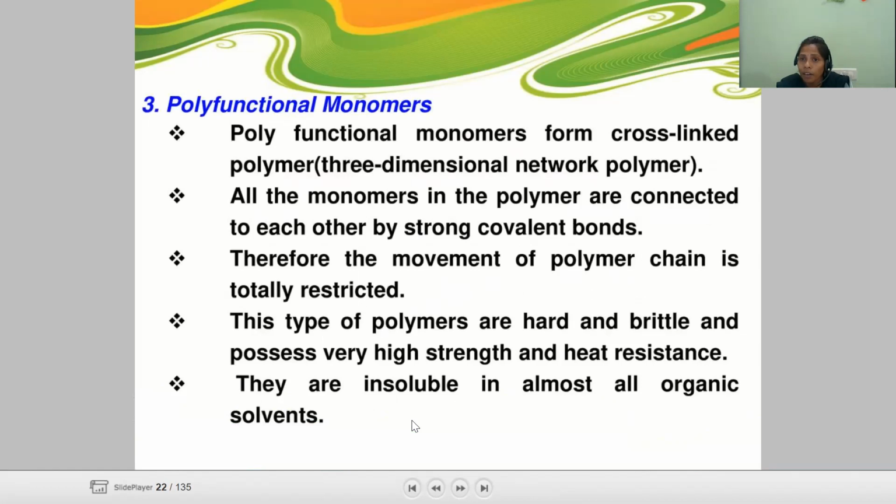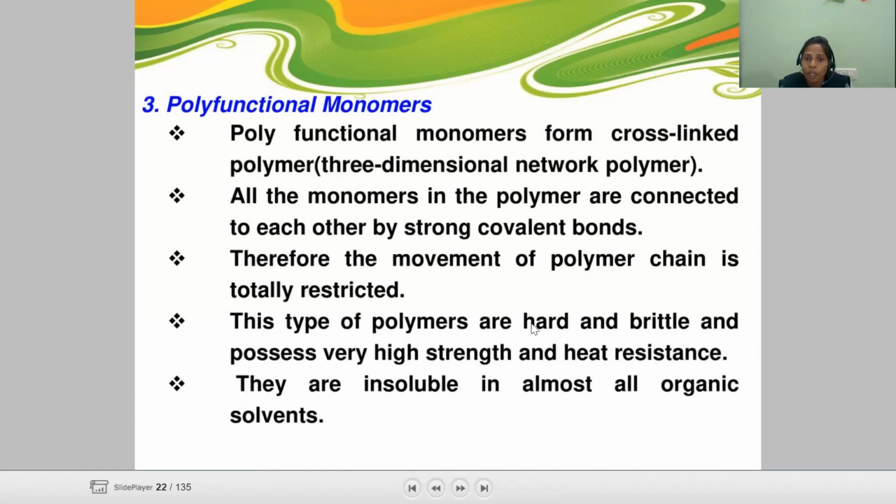So when the functionality is more, when the bonding sites are more, the difficulty also more here. Polyfunctional monomers form cross-linked polymers. These are also called three-dimensional polymers. So all the monomers in the polymer are connected to each other by strong covalent bonds in all the sites. So therefore, the movement of the polymer chain is totally restricted.